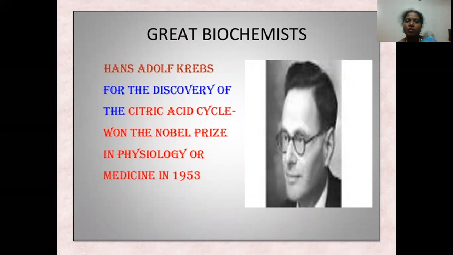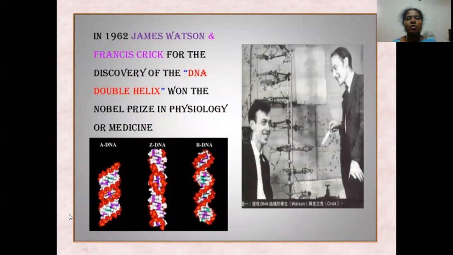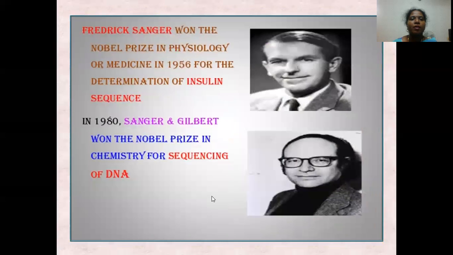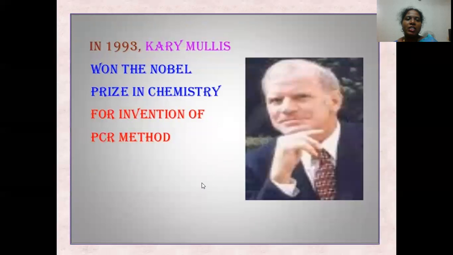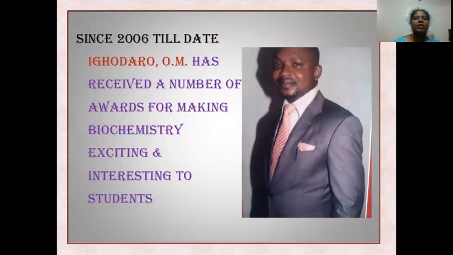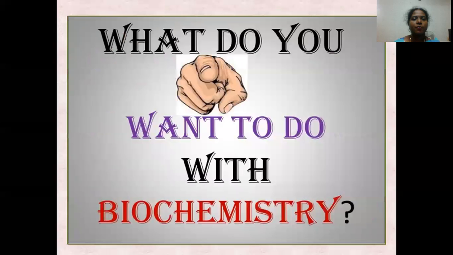Great biochemists: Sir Hans Adolf Krebs, for the discovery of the citric acid cycle, won the Nobel Prize in Physiology or Medicine in the year 1953. In the year 1962, James Watson and Francis Crick won the Nobel Prize in Physiology or Medicine for the discovery of the DNA double helix. Frederick Sanger won the Nobel Prize in 1958 for the determination of insulin sequence. In 1980, Sanger and Gilbert won the Nobel Prize in Chemistry for sequencing of DNA. In 1993, Kary Mullis won the Nobel Prize in Chemistry for invention of the PCR method. Since 2006 till date, Igodaro OM has received a number of awards for making biochemistry exciting and interesting to students.